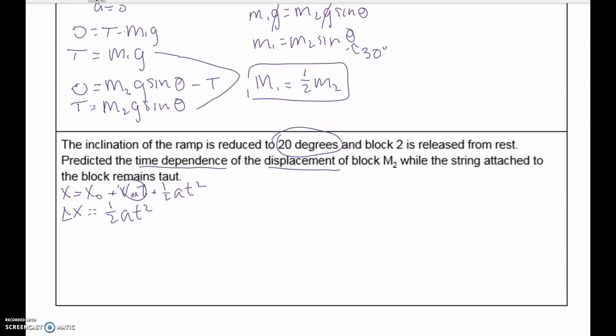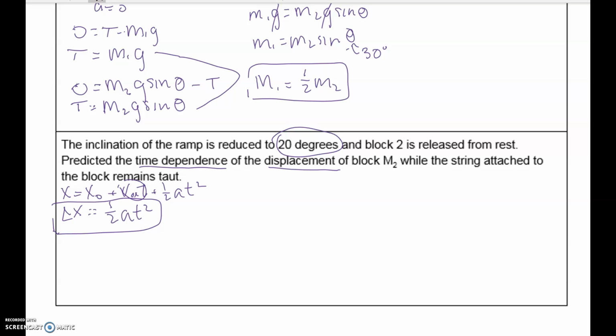Now we need to solve for acceleration and plug that in to get our final answer. We want to have this formula, and we're allowed to have time in our answer because we want to find the time dependence. Delta x is fine because that's what it says to solve for, our displacement. We just need to plug in acceleration. So we need to solve for acceleration first.